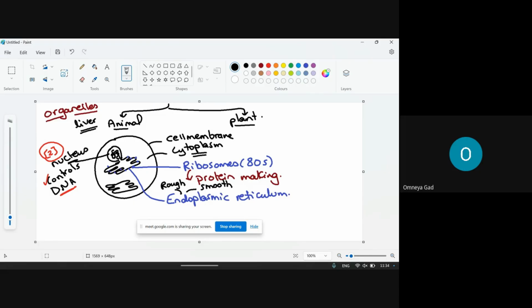The rough one is responsible for making protein, packaging this protein, storing this protein temporarily, then transporting this protein to other parts of the cell. While the smooth endoplasmic reticulum is smooth, like oil. So it is responsible for oil, lipids, fats. So they will help make lipids, package these lipids, store them temporarily, and transport them to other parts inside the cell. Fine. So this happens with the endoplasmic reticulum.